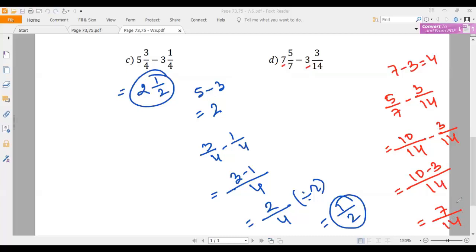7 by 14. Now, after dividing both by 7, you will get 1 by 2. Then what will be our final answer? 4 whole 1 by 2. And in this way, we can easily solve this question.